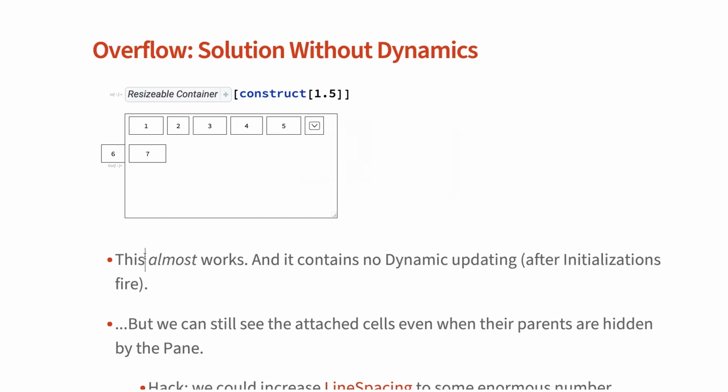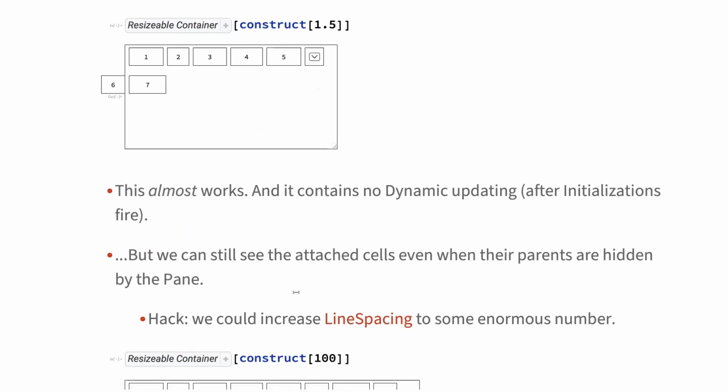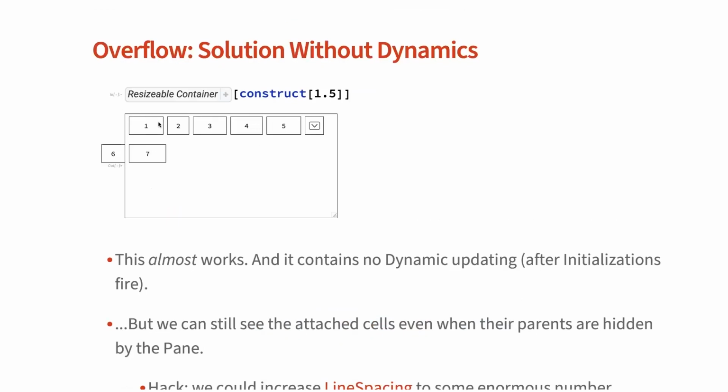So, you know, this almost works, and it contains no dynamic updating. After the initializations fire, there's no dynamic tracking of anything, but we can still see those attached cells even when their parents are hidden. We could increase the line spacing as a hack, because if you think about it, this is line breaking onto a new line. So if you just increase this to some enormous number so it was always off the bottom of the notebook, that would work, but it's a bit of a hack.